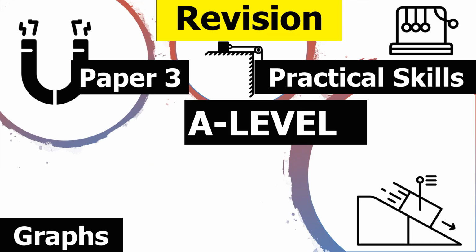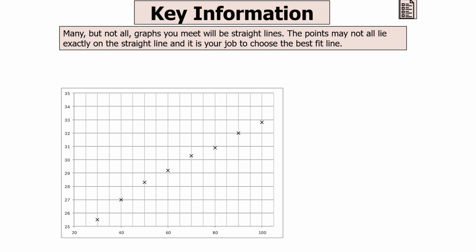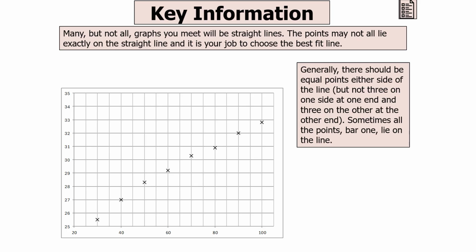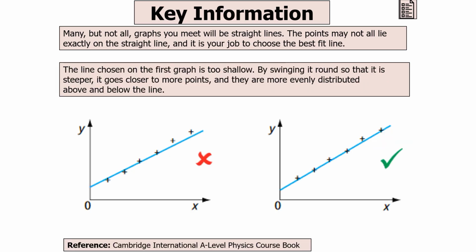Let's now have a look at graphs. So many, but not all graphs you meet will be straight lines. So the points may not all lie exactly on the straight line, but it is your job in your exam to choose the best line. So generally there should be equal points on either side of the line, but not 3 on one side at one end and 3 on the other at the other end. And sometimes all the points bar 1 will lie on the line. So as you can see in this following image, the line on the first graph is too shallow.